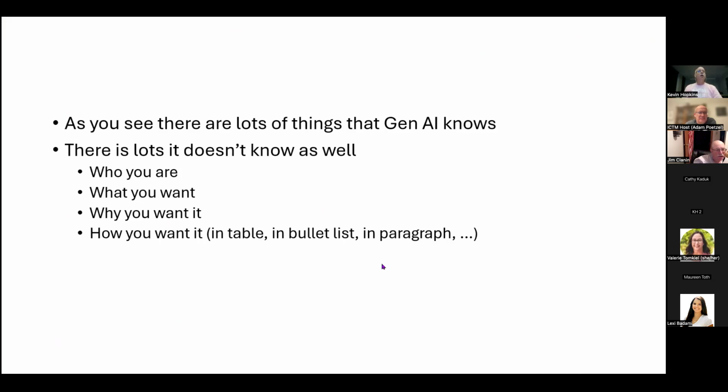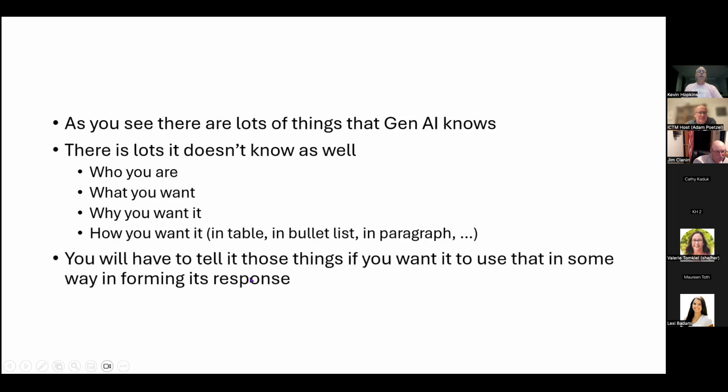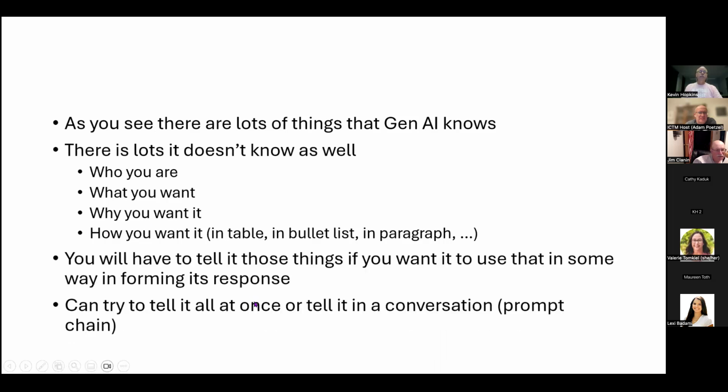It gave me the song when I asked for a song. It gave me the script, like a VeggieTales, when I asked it for that. So I had to specifically tell it, how exactly do I want that information? You're going to have to tell it.